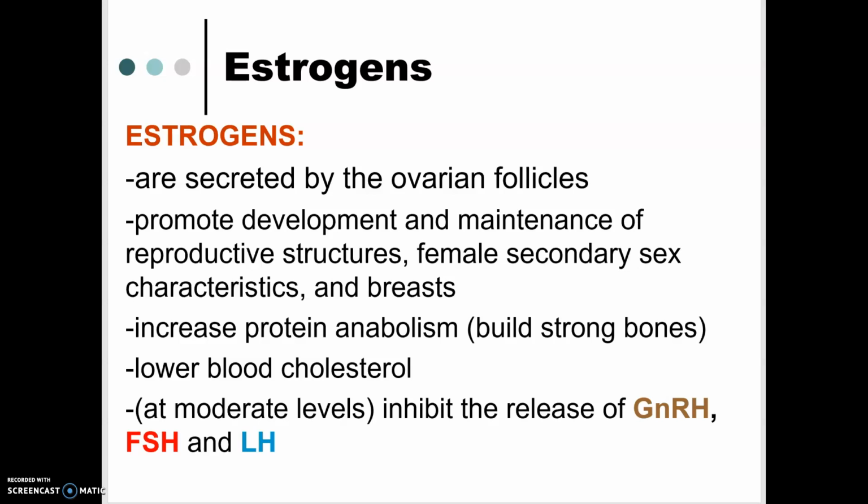Now, estrogens are probably the biggest group of hormones, and you can see here they have a wide range of functions. They're secreted by the ovarian follicles. They promote the development and maintenance of the reproductive structures, female secondary sex characteristics, mammary glands, breasts. They have a wide effect over the female body. They can increase protein anabolism, so it helps us build strong bones, and lower blood cholesterol. There's a lot of different things that estrogens do in general.